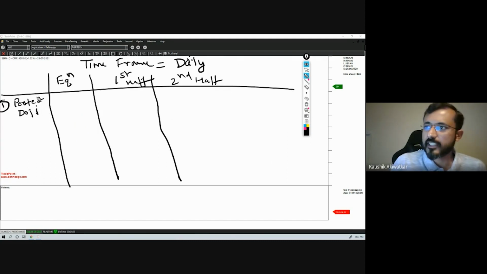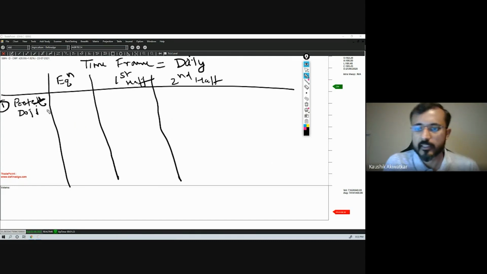So this is your cheat sheet. In a perfect doji, what is your equation? Buyers are equal to sellers.